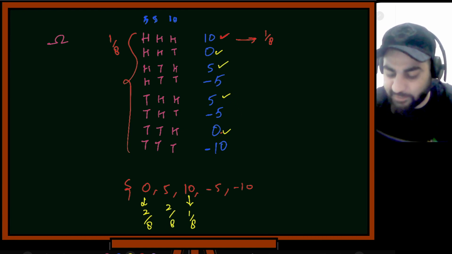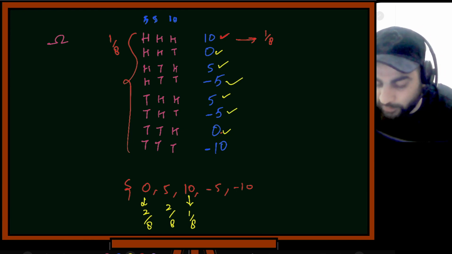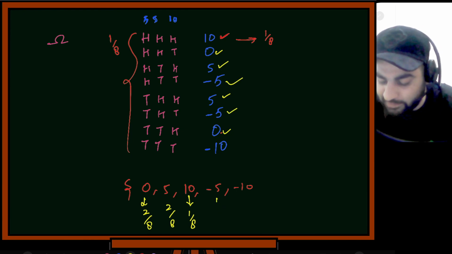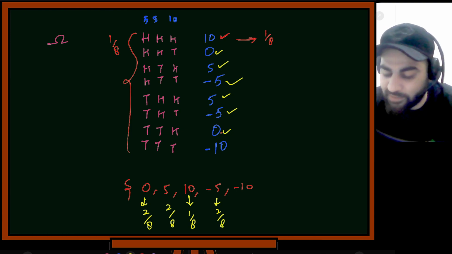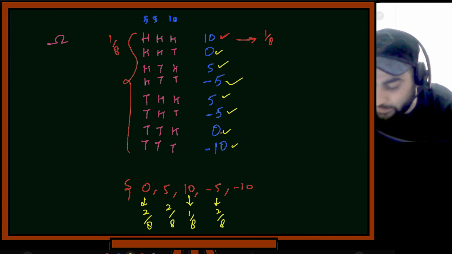What's the probability for minus 5? So minus 5 is over here, minus 5 is over here. So how much is this? 2 by 8 again. So what's the probability of this minus 10? It is 1 by 8.